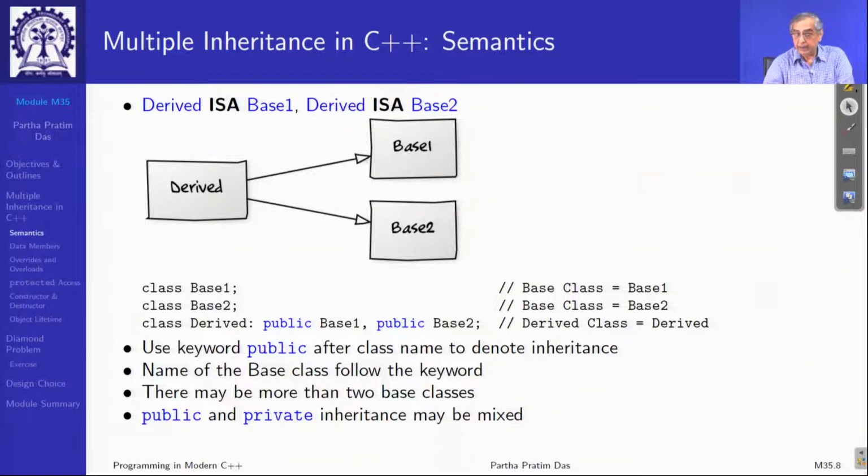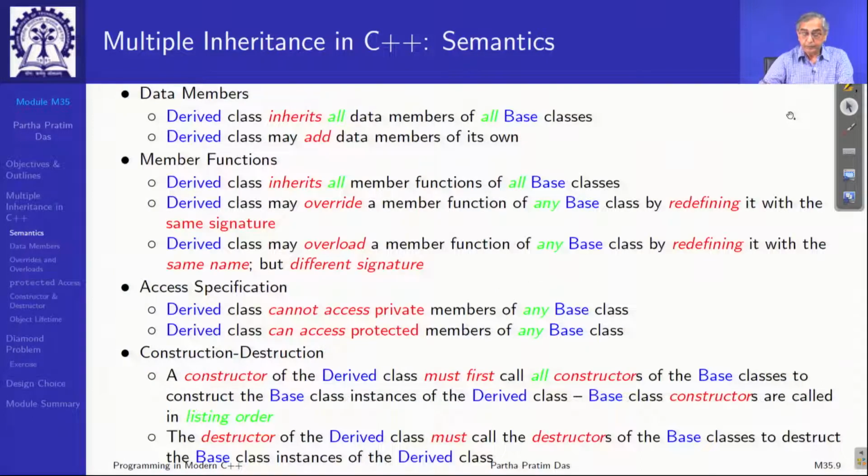They may be mixed in any way, but usually, as inheritance always tells us, it is public inheritance. So, the basic rules, naturally, are extensions and in some cases modifications of the rules for single inheritance. What we have is that the derived class inherits all data members of all base classes, because there is more than one base class, and it can add its own. That part remains the same, quite obvious.